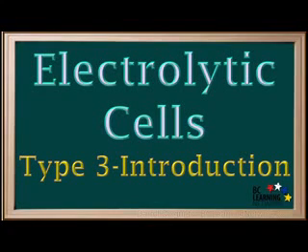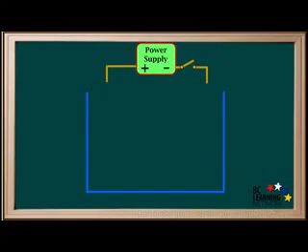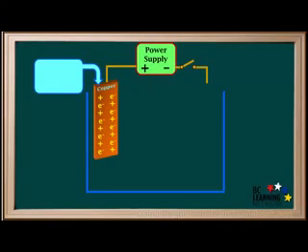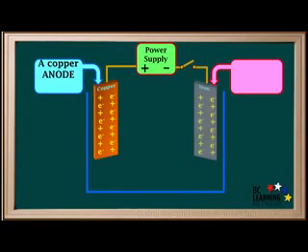Remember, in type 1 and type 2 electrolytic cells, the electrodes were always inert. Type 3 electrolytic cells involve electrolysis of aqueous or water solutions using electrodes that can be reactive metals. We'll start with a power supply, wires, and a container, and we'll attach a copper strip to the positive terminal, which becomes a copper anode. And we'll attach an iron strip to the negative terminal of the power supply, which becomes an iron cathode.